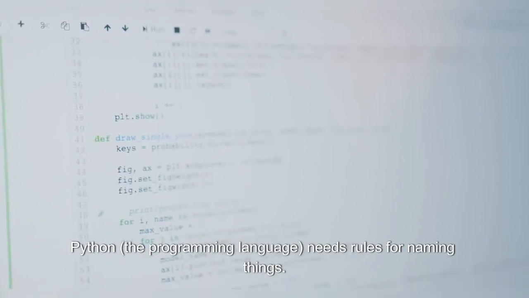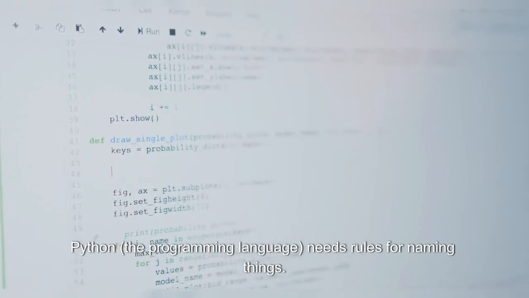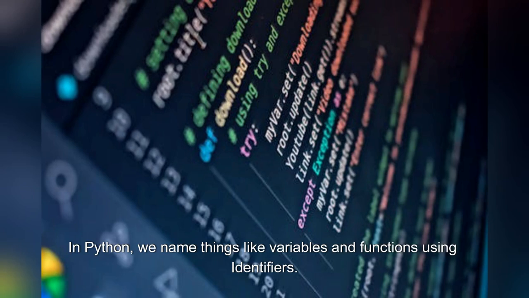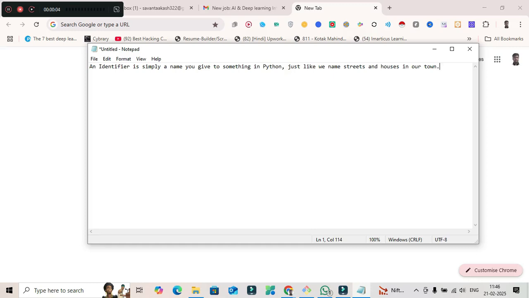Now, just like Pythonia needs a proper naming system, Python, the programming language, needs rules for naming things. In Python, we name things like variables and functions using identifiers. Hello folks, an identifier is simply a name which you give to something in Python, just like we name streets and houses in our town.